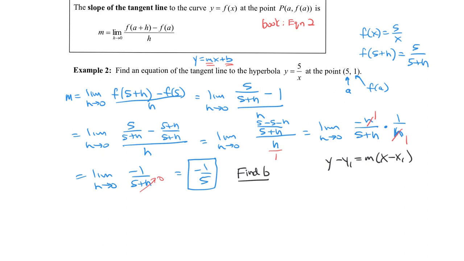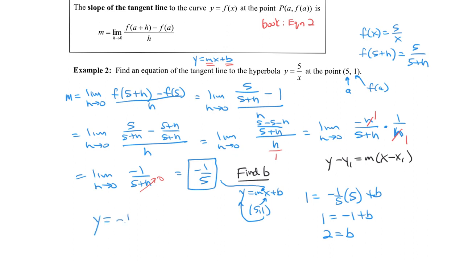Most of the time it's taught this way over here where you find b, so we just go back over to y equals mx plus b. We plug in negative 1/5 for the slope, and then we use the point that we've got, 5, 1. Plug 5 in for x, 1 in for y, and we would get 1 equals negative 1/5 times 5 plus b. So which means 1 equals -1 plus b. So if you add 1 to both sides, you get 2 equals b, which means the answer to our question is y equals -1/5 x plus 2.